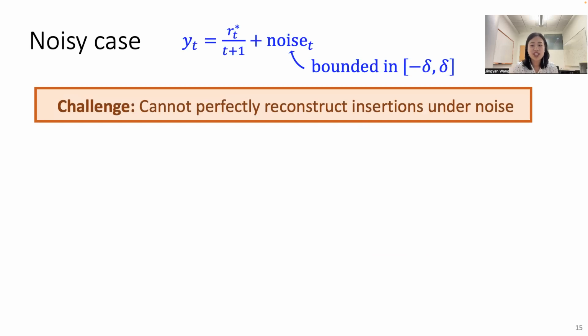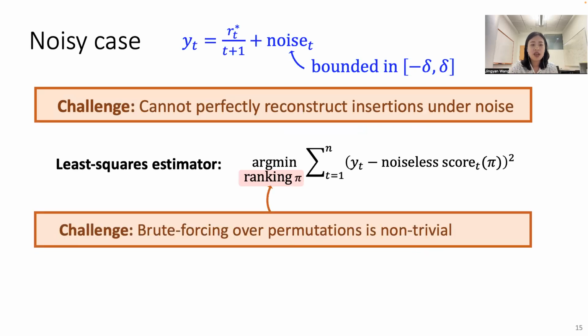The challenge here is to extend this algorithm to the noisy case, because now with the noise, we cannot perfectly reconstruct the relative rank, the insertion under the noise. Instead, we consider a least squares estimator where we iterate over all the possible rankings pi, and we compute this error, which is the square difference between the observed score y of t and the noiseless scores according to the function f if the true ranking were pi.